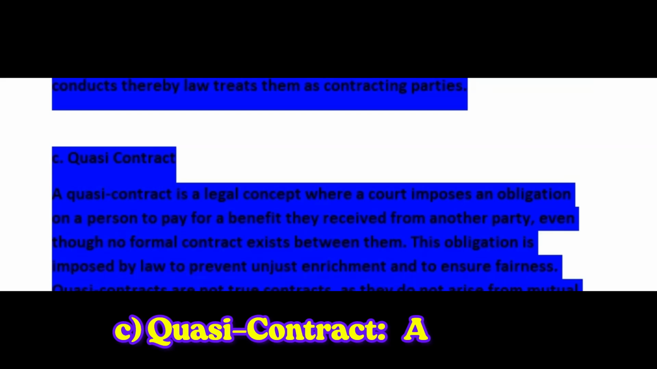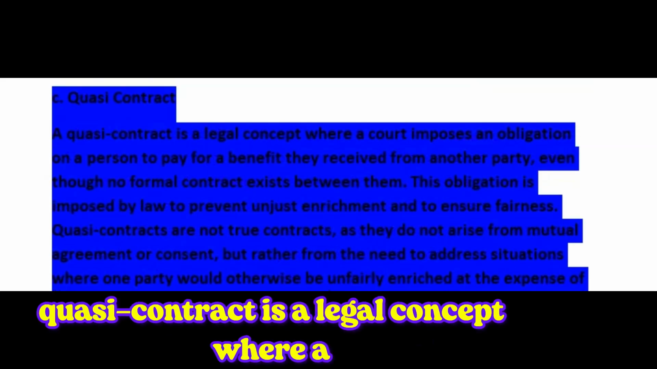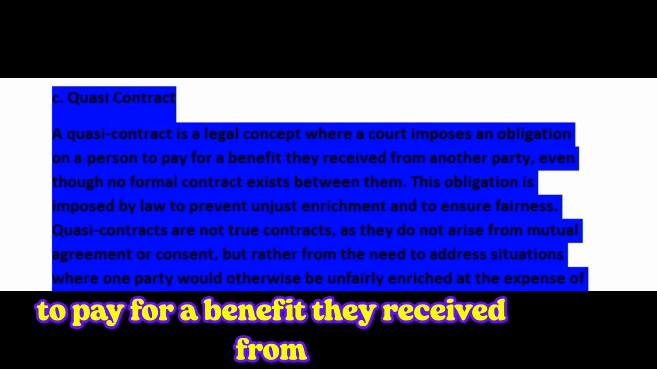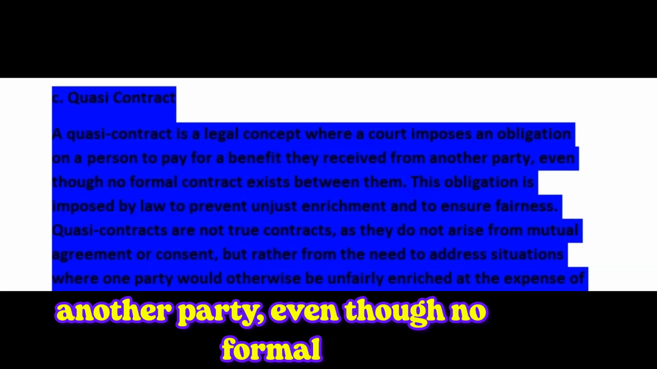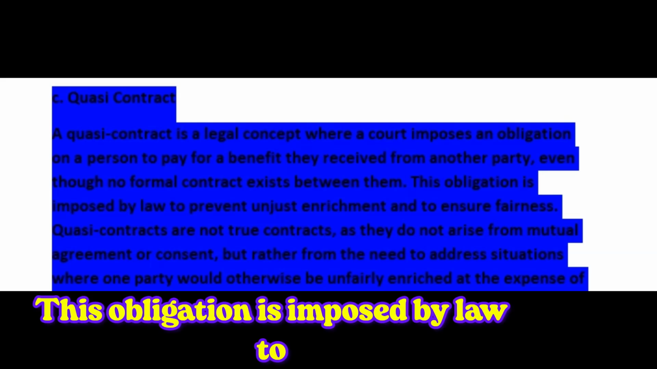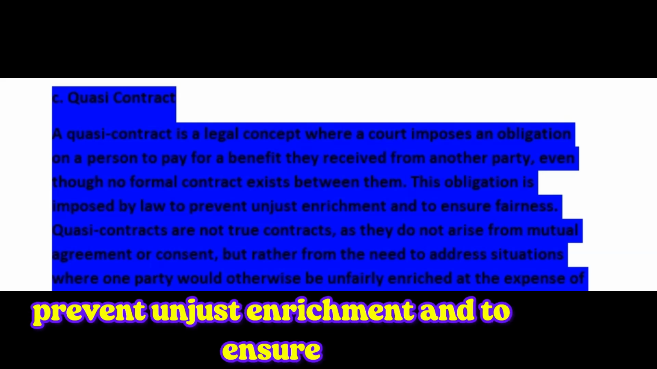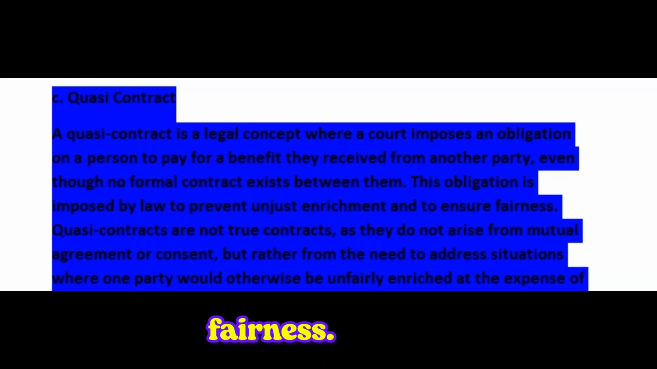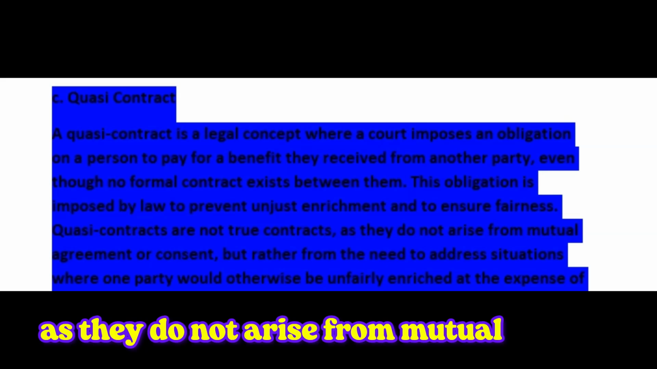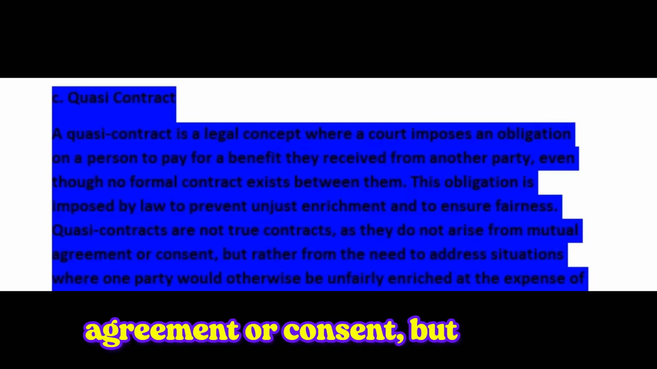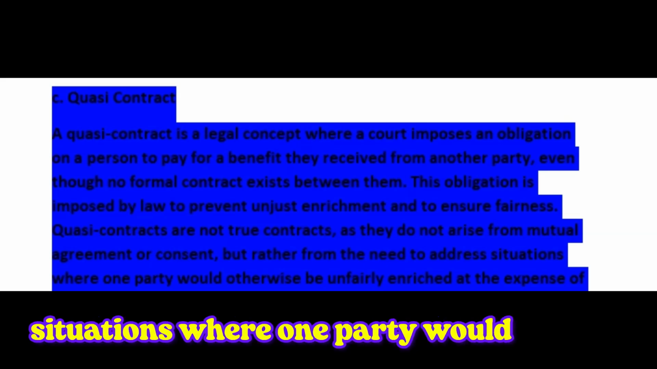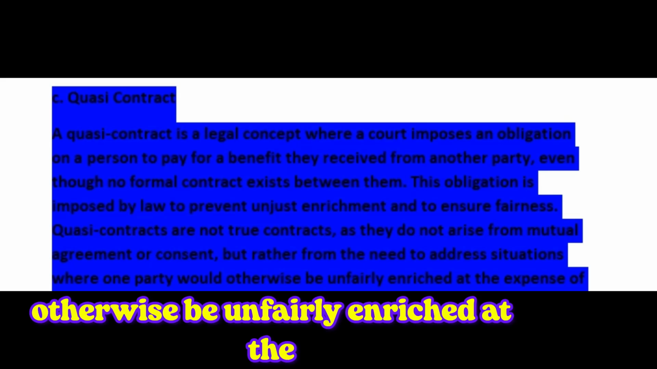C. Quasi contract. A quasi-contract is a legal concept where a court imposes an obligation on a person to pay for a benefit they received from another party, even though no formal contract exists between them. This obligation is imposed by law to prevent unjust enrichment and to ensure fairness. Quasi-contracts are not true contracts, as they do not arise from mutual agreement or consent, but rather from the need to address situations where one party would otherwise be unfairly enriched at the expense of another.